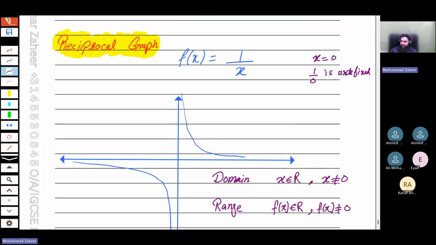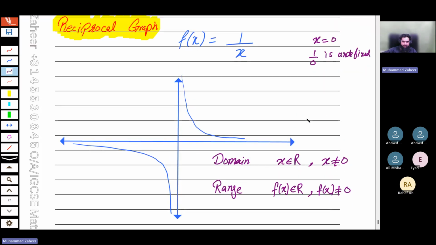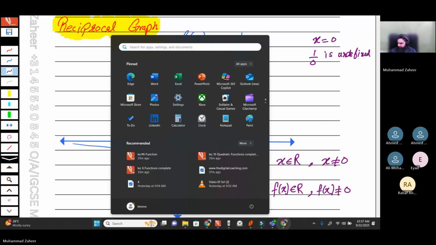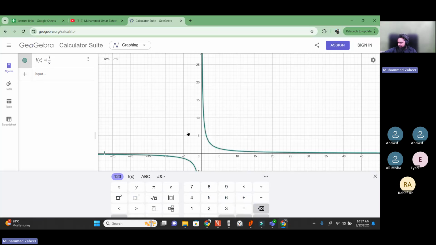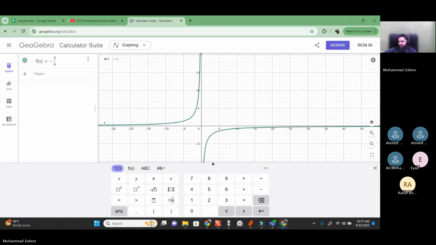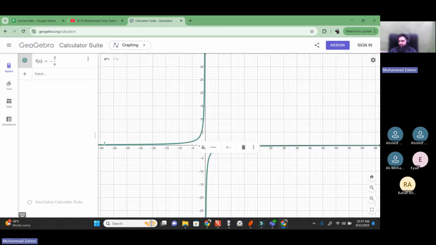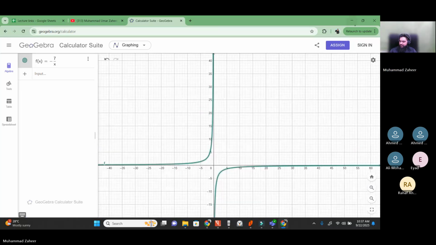This is the general shape of a reciprocal graph. Let's make a small change. It is a positive value. Let's make it a negative value. Now look at here, when I make it a negative value, the graph moves from the first and third quadrants to the second and fourth quadrants.